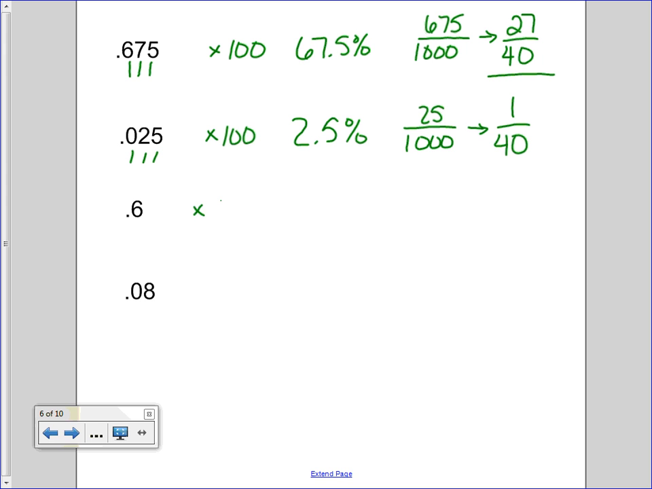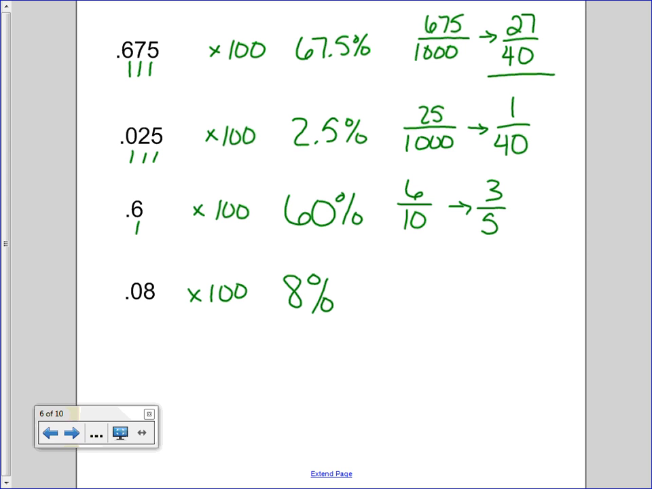Sometimes they're easier. 6 tenths times 100 gives us 60%. Put 6 over, and here we just have tenths. Simplify that to 3/5. 8 hundredths times 100 to change it into a percent gives us 8%. To put it into a fraction, we're going to do 8 over 100 because we have tenths and 100ths. Simplify that down to 2/25.